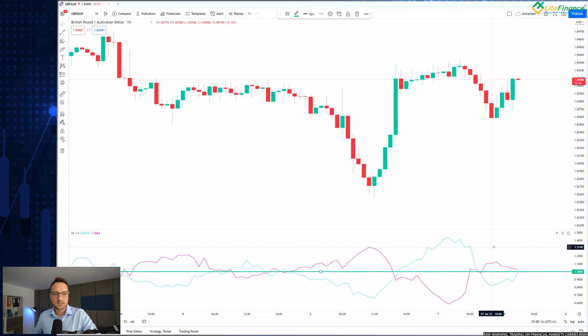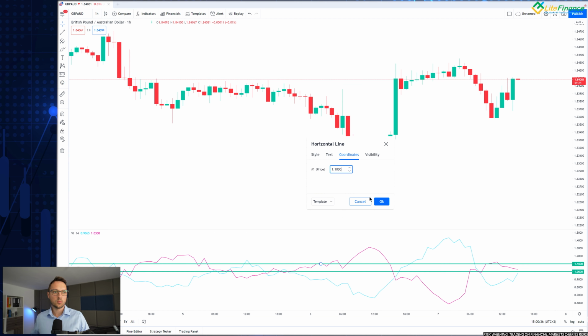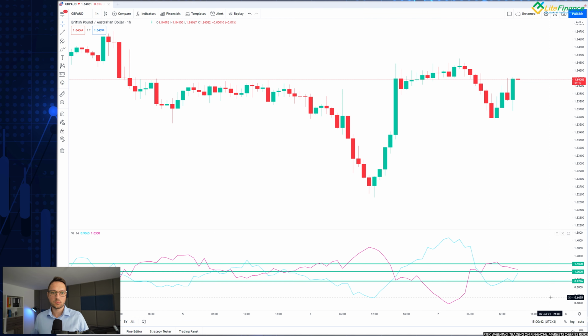Okay, and now let's mark two other zones in this indicator. So we will make it a kind of RSI indicator. So let's mark 1.10 level. Let's correct the value. 1.1, 1.10, and 0.9. So let's create also this line.